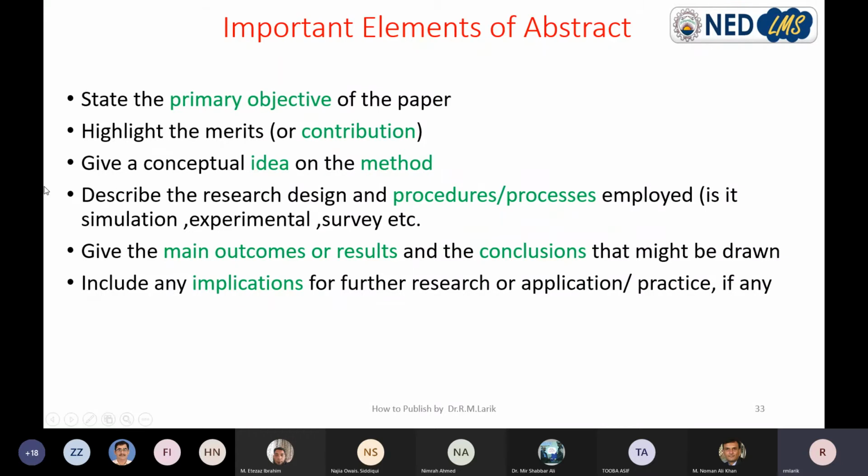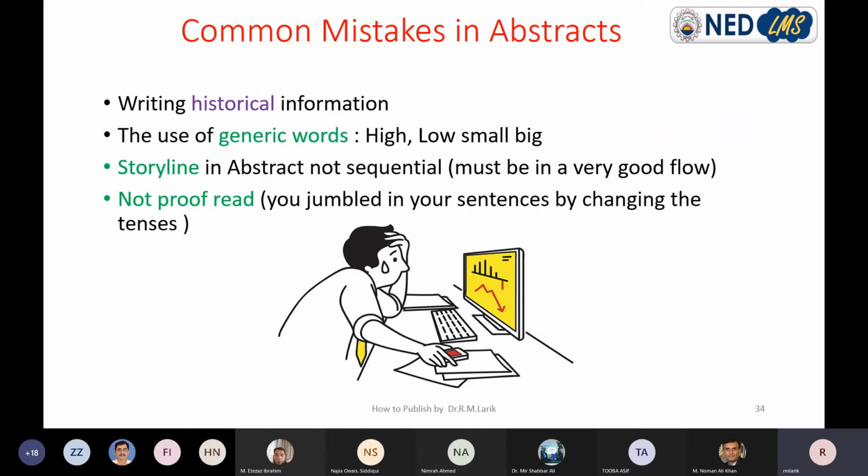When you mention the future works in your research, then it reflects that you are focused, and that your work may be extended further, right? So all these things are very attractive for the abstract and for the readers to go through the manuscript. So these are some common mistakes people make. So avoid these mistakes.